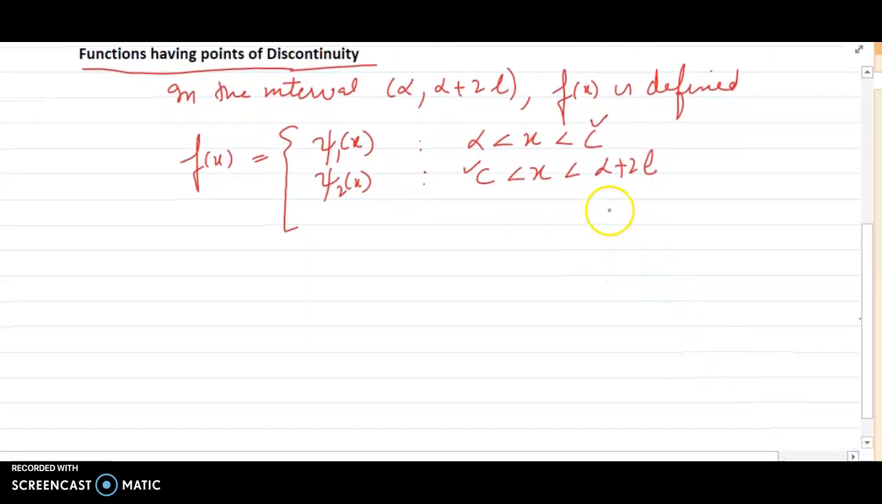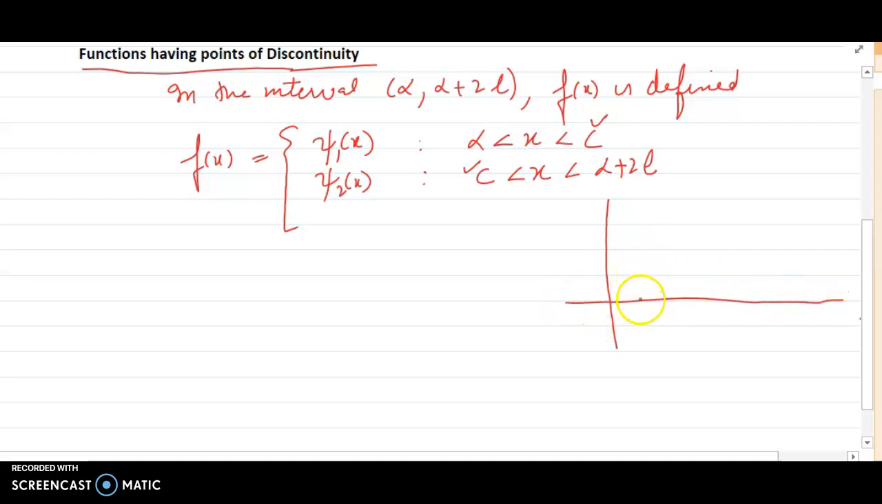If I plot the graph of this function, how can we represent it? If this point is alpha, this point is alpha plus 2l, and somewhere here is c, I may plot it like this. This is the part of the function f of x within the range alpha to c, and when it varies from c to alpha plus 2l, it is given by psi 2 of x. This point c is a point of discontinuity. There is a breakage in the function at the point c.